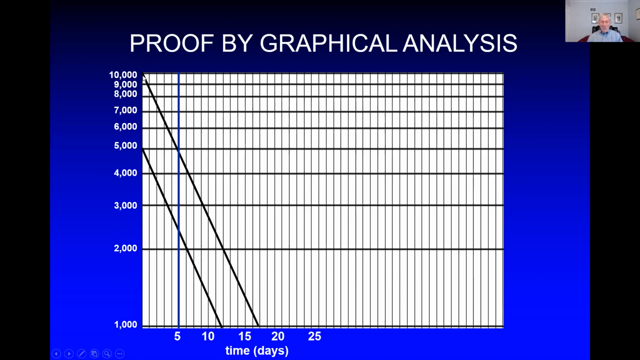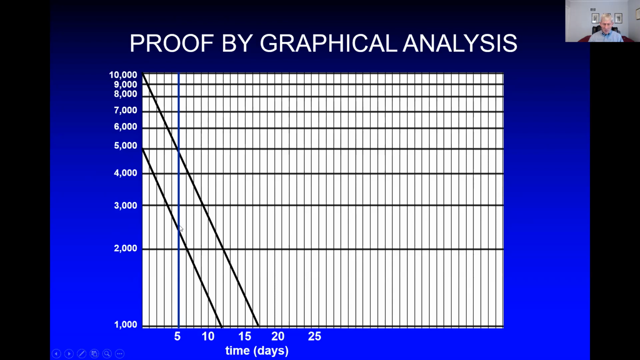So now we're up here at 10,000. What would be the half-life of this top curve here? If this is 10,000, we're going to go down to what? 5,000. We're going to go over to the curve, drop a vertical down, and that gives us 5 days. How about this one? At time 0, we're at 5,000. What are we going down to?